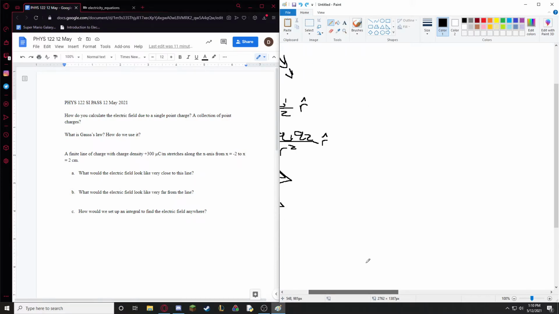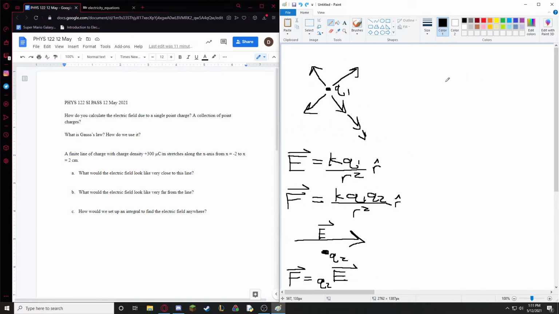What happens if we have multiple charges? Let's say we have a different example over here. We're going to have three charges here. Let's just assume they're all positive. How would we get the electric field, let's say, right here? How would we get our electric field due to three separate point charges?